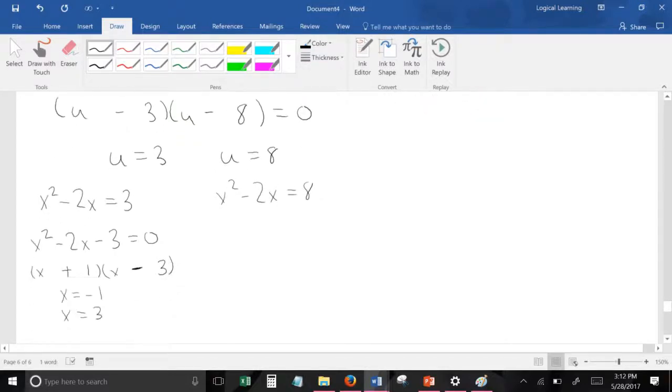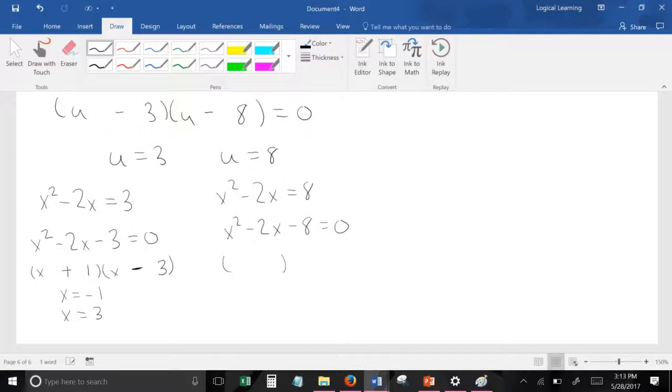So in the same process on this other side here, we have x squared minus 2x, subtracting 8 from both sides, equals 0. 8 is 2 times 4. And we want it to be negative, so our 4, our bigger number, needs to be negative. And solving is all equal to 0. And using the zero product property, we set each equal to 0 and get x is equal to -2 and x is equal to 4. So we come up with a solution set of -2, -1, 3, and 4.